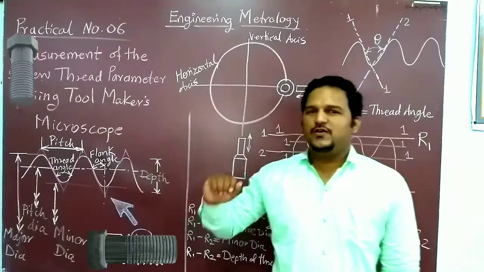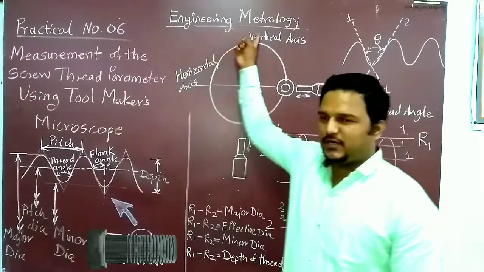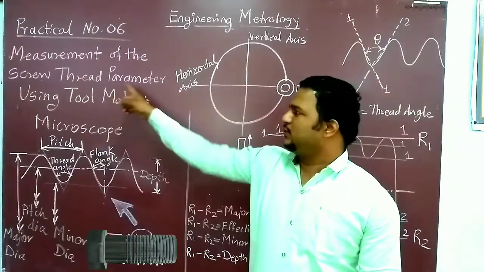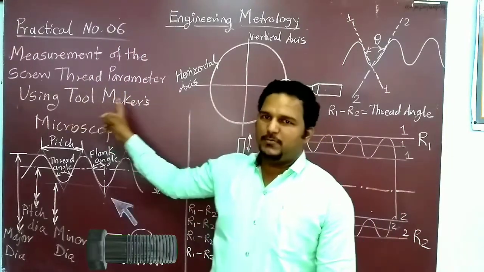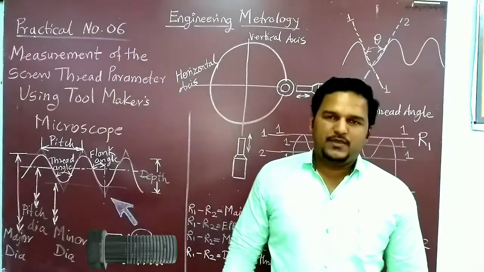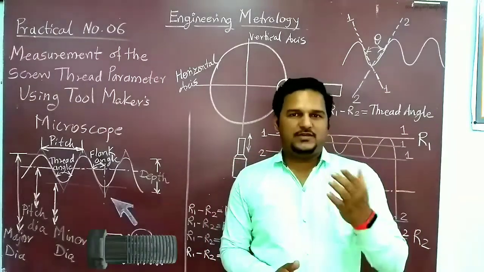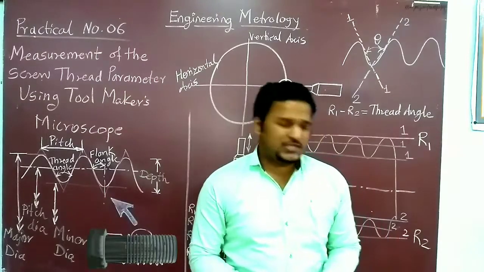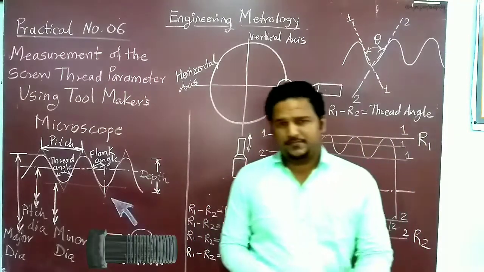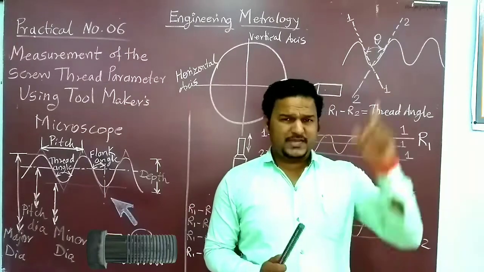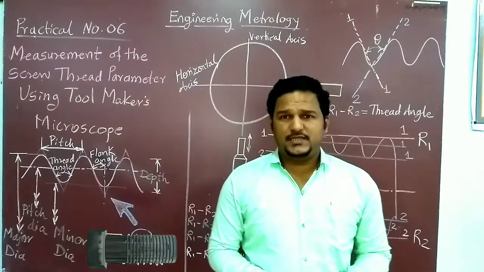In today's video, we are going to discuss engineering metrology and practical number 6, measurement of the screw thread parameter using tool maker's microscope. In an earlier video, we discussed screw thread terminology, where we took the practical demonstration from the screw thread. So we use this type of screw thread for the practical demonstration. Press the I button if you have not seen that video.